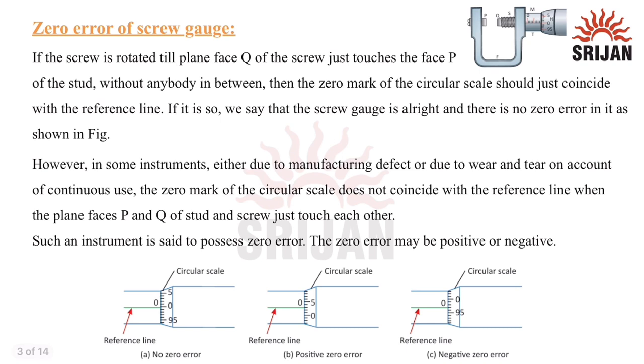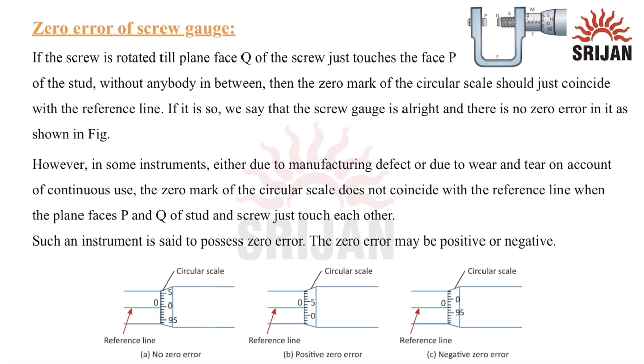Now the zero error of the screw gauge. If the screw is rotated till the plane face Q of the screw just touches the face P of the stud without anybody in between, then the zero mark of the circular scale just coincides with the reference line, that is this line. Now we can say that the screw gauge is alright and there is no zero error in it, as shown in the figure.